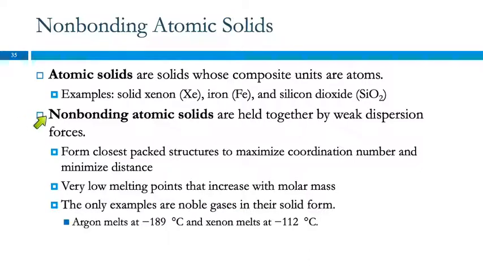So a non-bonding atomic solid would be something like solid xenon. You just have individual atoms, they're not bonded to each other in any way, just dispersion forces. Very low melting points. And in fact, the only examples of this are the noble gases in their solid form. So kind of a useless category if you ask me.